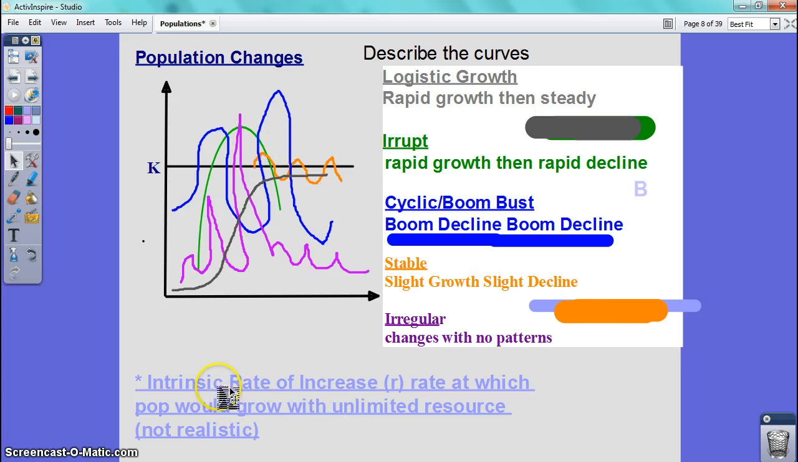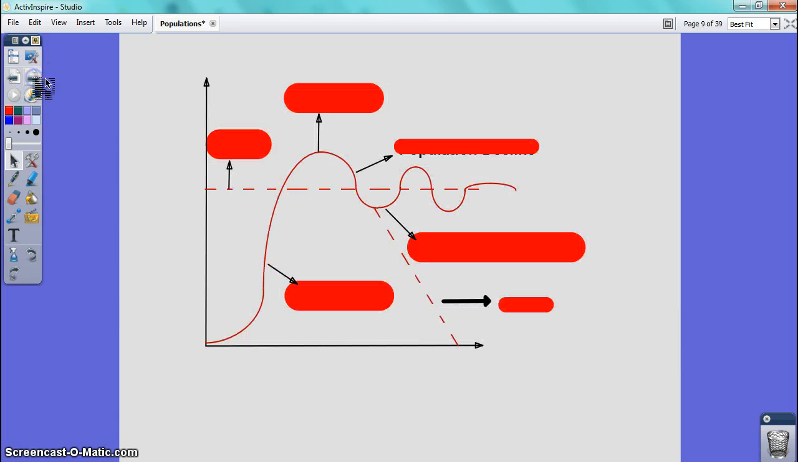This term, intrinsic rate of increase, I've seen come up as a vocabulary word, so make sure you know it. It's the rate at which a population can grow with unlimited resources. I call it an unrealistic term because we know that every resource has its limits. So let's interpret this graph. The dotted line is the carrying capacity.